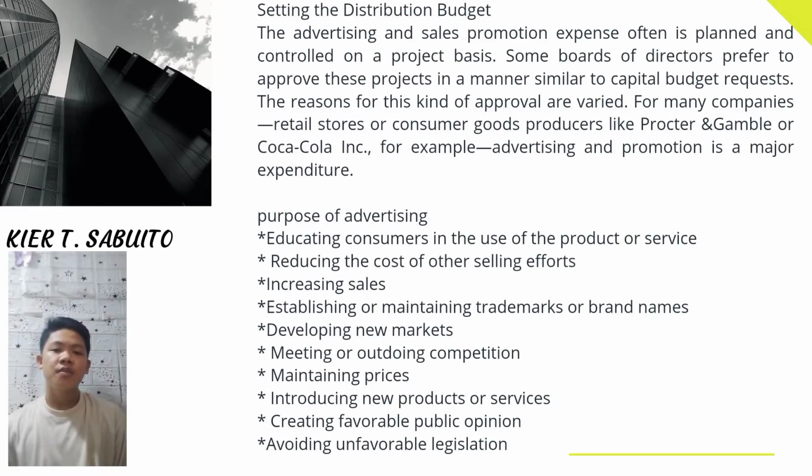Setting the distribution budget. The advertising and sales promotion expense is planned and controlled on a project basis. Some boards of directors prefer to approve these projects in a manner similar to capital budget requests. The reasons for this kind of approval are varied. For many companies, retail stores, or consumer goods producers like Procter & Gamble or Coca-Cola Inc., for example, advertising and promotion is a major expenditure.